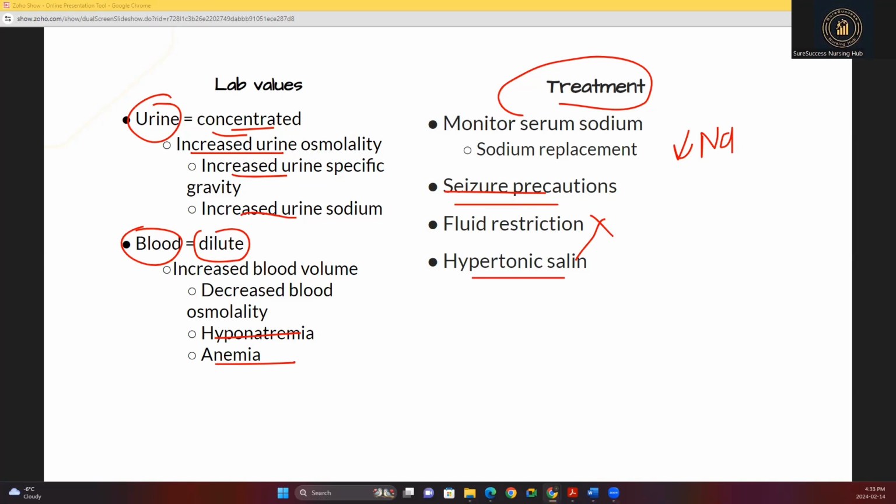And what is the treatment, by the way? I have too much water in my body. So what do you think is going to be the treatment? Diuretic medication. Very good. Diuresis. Got it? All right, let's see.